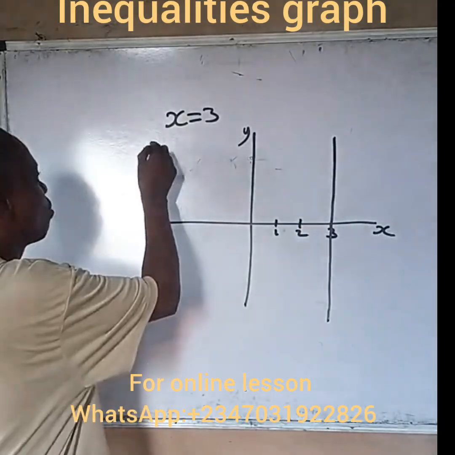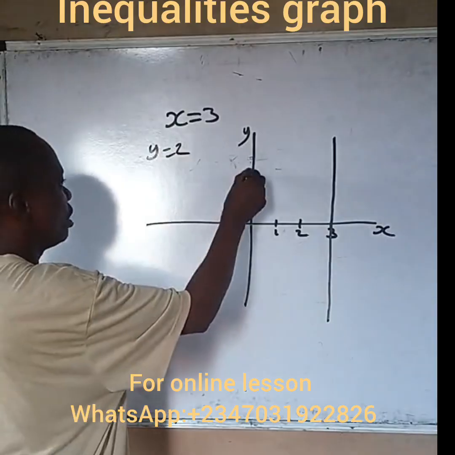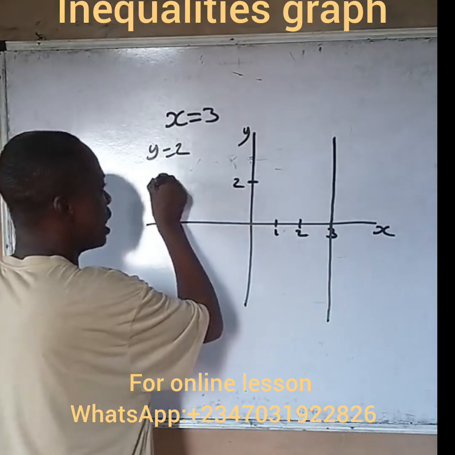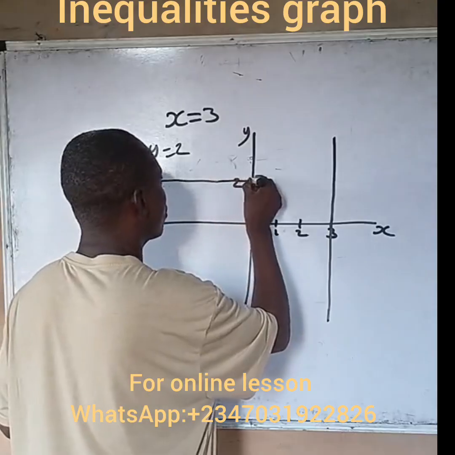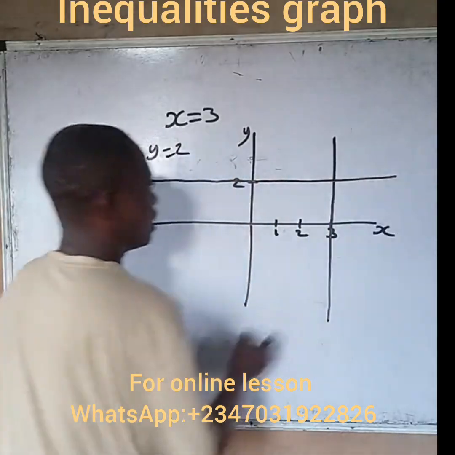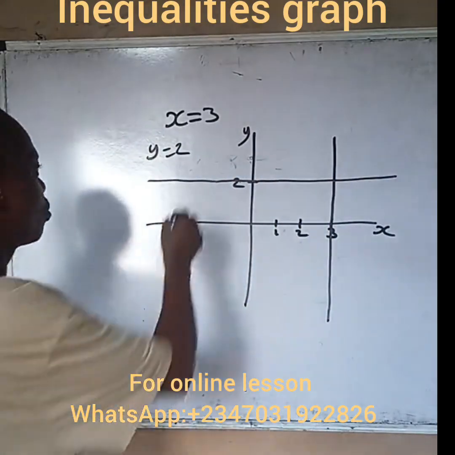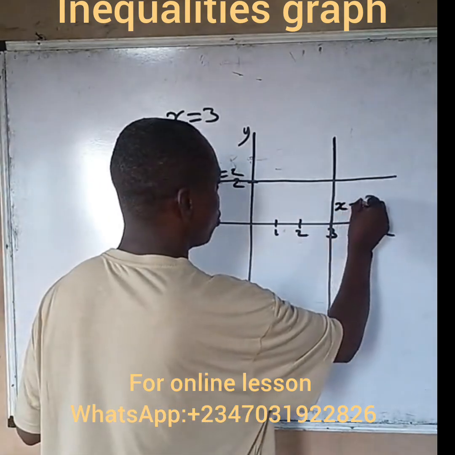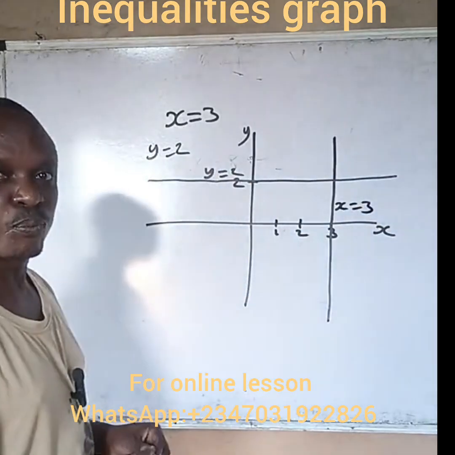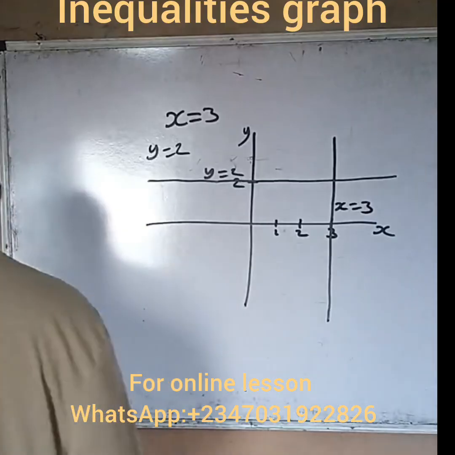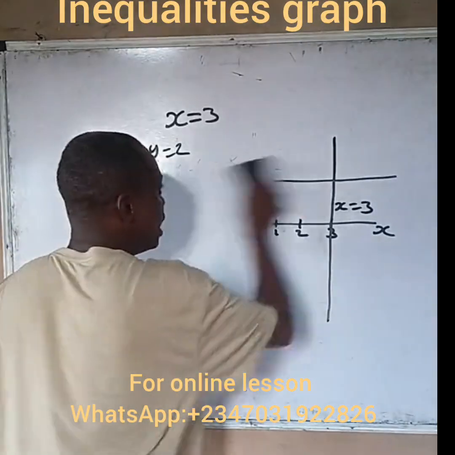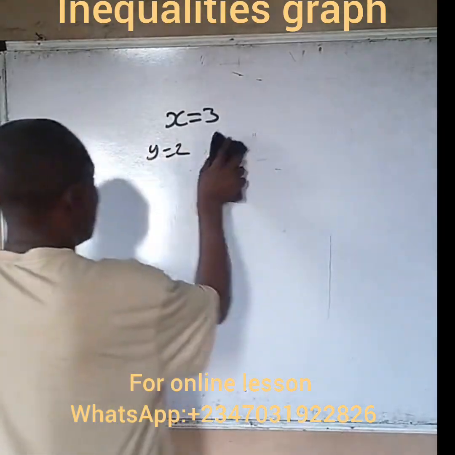If you say y equal to 2, you just draw a full line across the y at 2. So this one now is y equal to 2, and this one now is x equal to 3. All right. So that is it. So know that one first. Now, let's move from there.